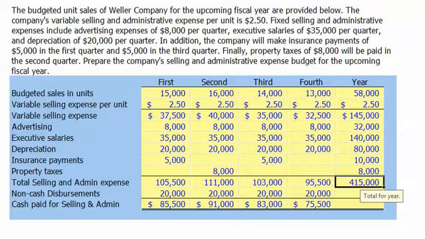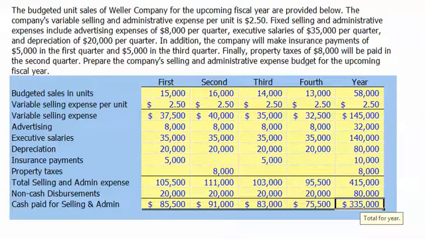$415,000. Once we subtract our non-cash disbursements, which were $80,000 for depreciation expense, we're left with our cash disbursements or cash paid for selling and admin expenses of $335,000.